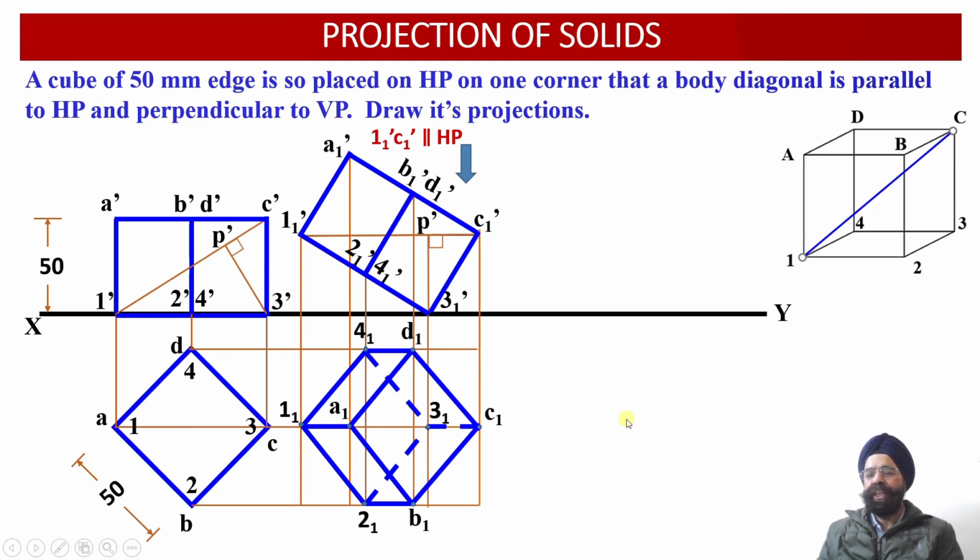And another thing we need to understand: since A1 dash C1 dash happens to be parallel to the horizontal plane, A1 C1 will be the true length of the body diagonal. So this is also the true length of the body diagonal. Now using the principle of rectilinear distances, we are going to mark all these 8 points over here such that this body diagonal should become perpendicular to the vertical plane.